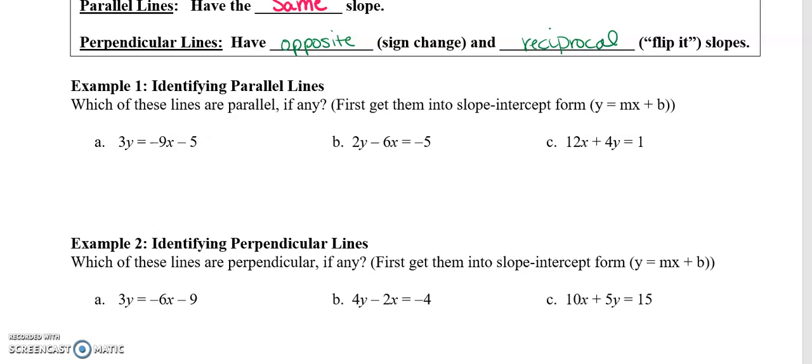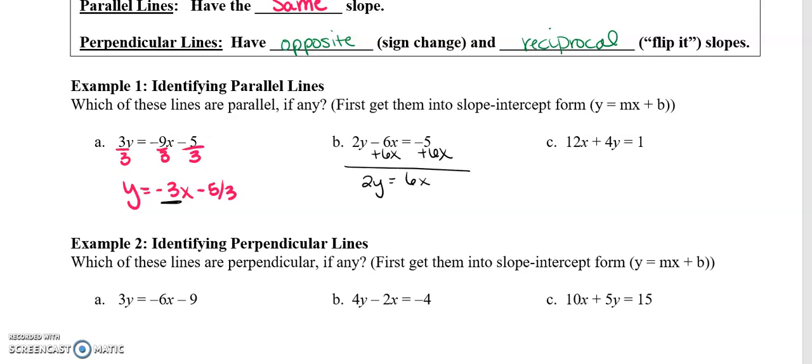So we need to first get them into slope-intercept form. For this one we need to divide everything by 3. Y is equal to negative 3x minus 5/3. And so our slope we can see here is negative 3 on this one. On this one I need to add my 6x. So 2y equals 6x minus 5. We can't combine anything that has an x and doesn't, so we just put them next to each other. And then we want to divide every single thing by that coefficient to get y alone. And that one we have a slope of positive 3.